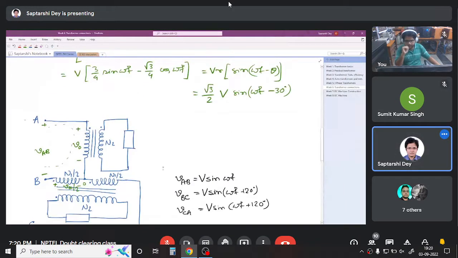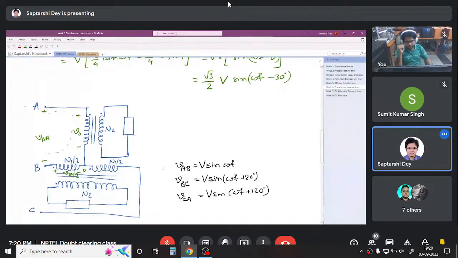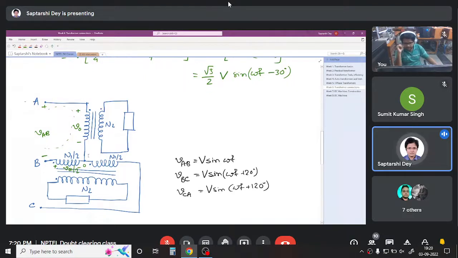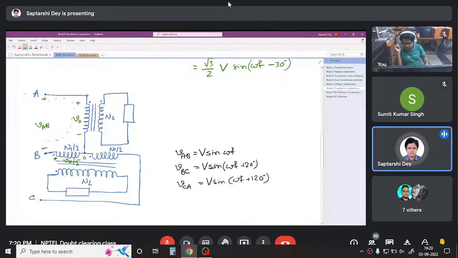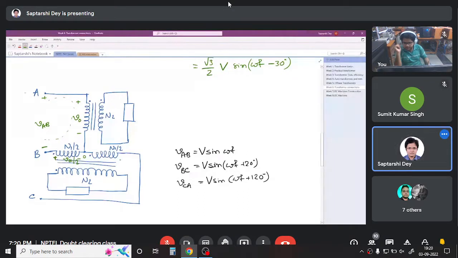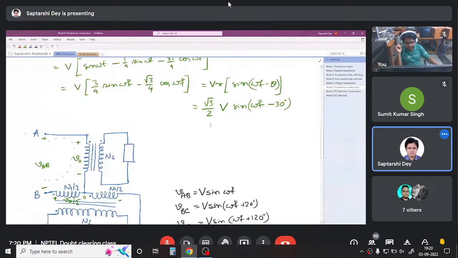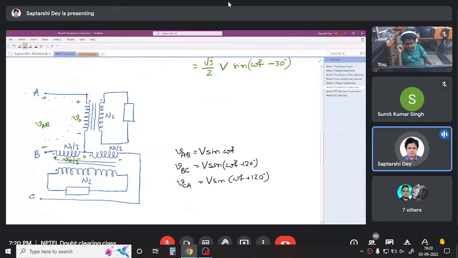Right. So what we have is V naught equals root 3 by 2 sine omega t minus 30 degree. That is, this is lagging VAB by 30 degree. Let it lag. We will look at it later. Now, what is VBC? The voltage across this winding is VBC. VBC is omega t minus 120.